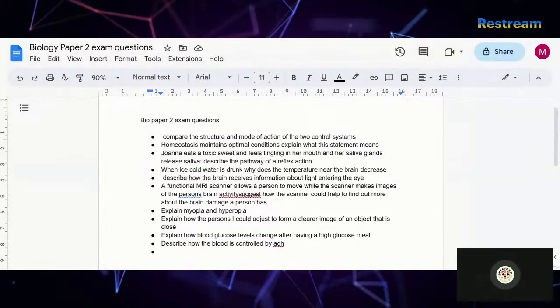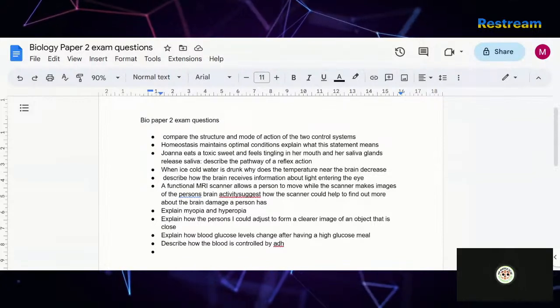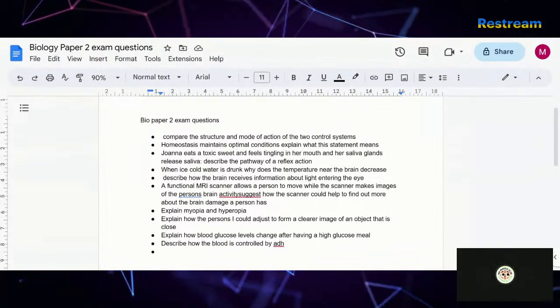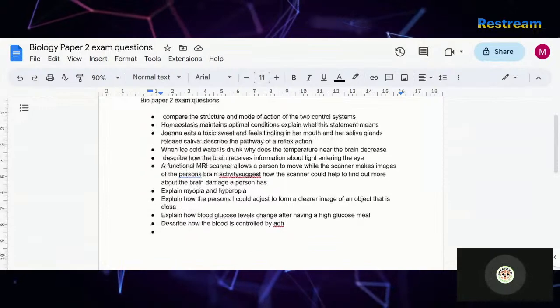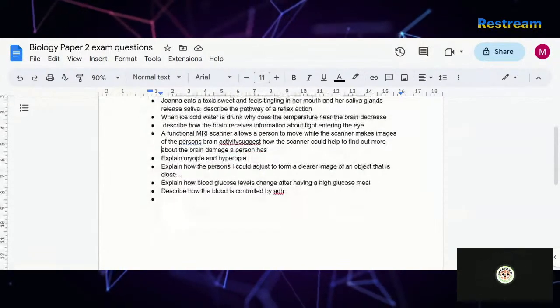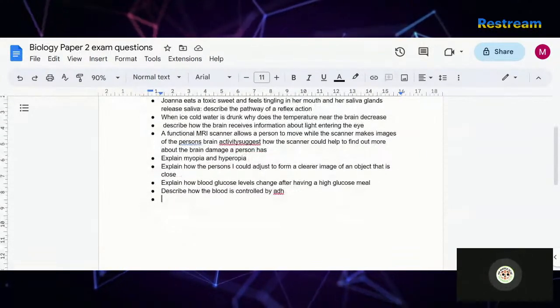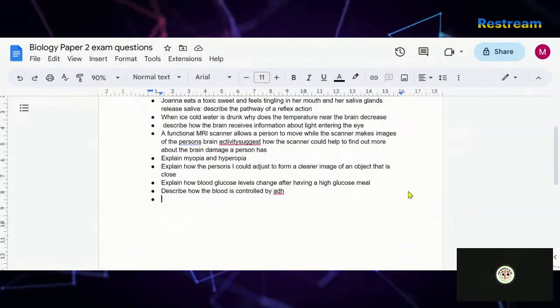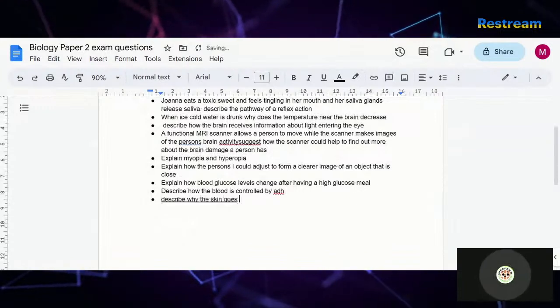So, we've talked about ADH. Now, let's do another question similar to body temperature. This question is describing why something happens. So this one is, describe why the skin goes red when warm.